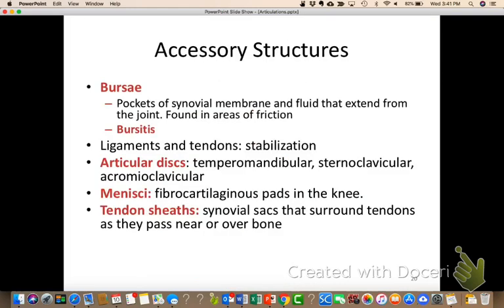So each bursa, or collectively the bursae, are little pockets of synovial membrane that extend away from the joint wherever there's more friction. You have like 3 of them associated with your knee. And if they get inflamed, that's called bursitis. Then, of course, you have tendons and ligaments to stabilize the joint. You have articular discs, which are little pads of fibrocartilage. Note the locations. Temporomandibular is your jaw joint. Sternoclavicular and acromioclavicular, that's just the opposite ends of the clavicle. So they're just little pads of fibrocartilage there.